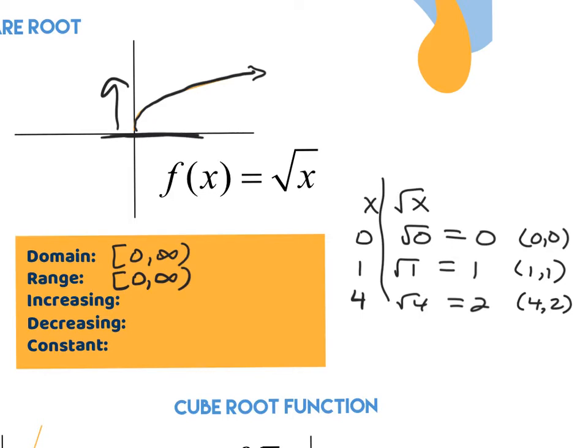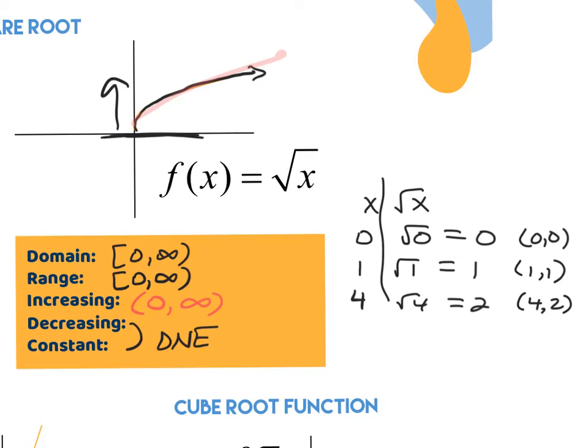And this entire domain interval, the whole thing is increasing, so from 0 to infinity. These two do not exist. Nothing is decreasing and nothing is constant in the square root graph.